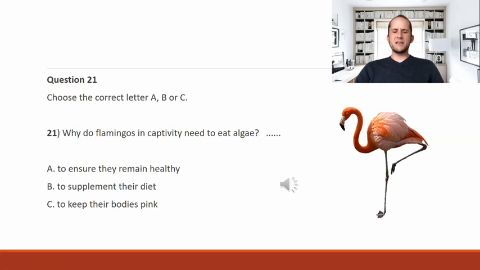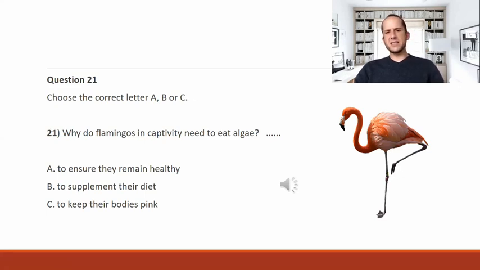That's a key idea in A. And if we paraphrase that, it's so that they can be healthy, or they eat algae because it's good for their health. If we have a look at B, to supplement their diet. So the key word here is a supplement. So in addition to what they already eat.